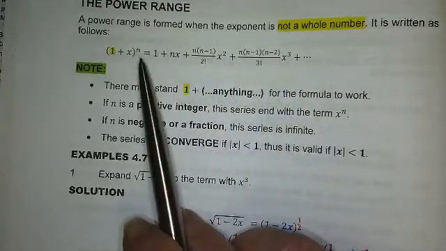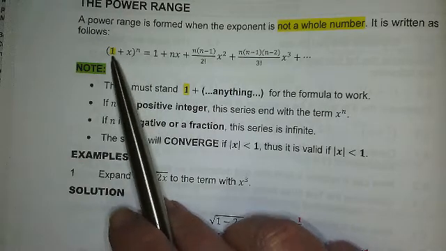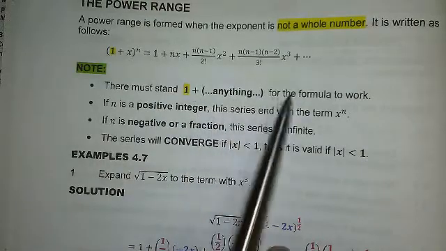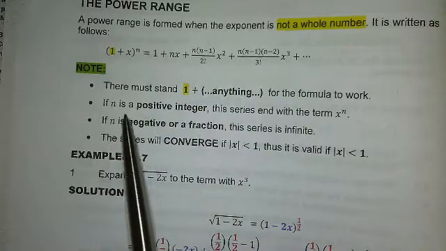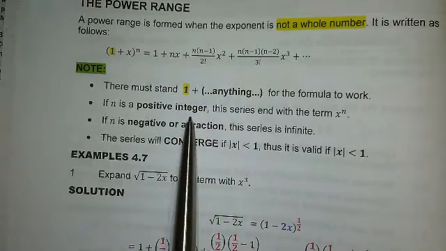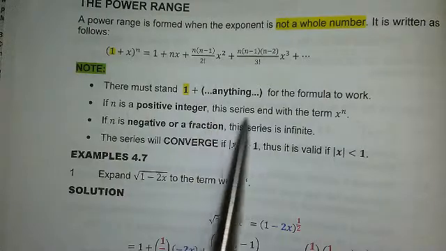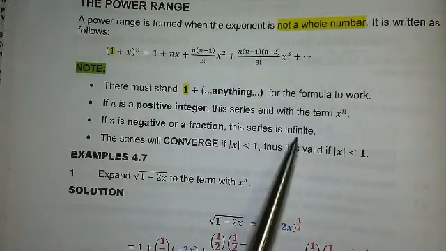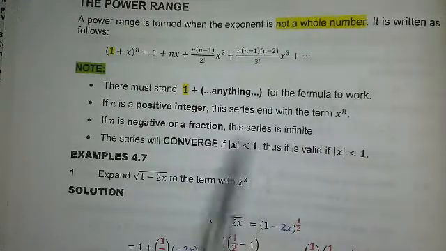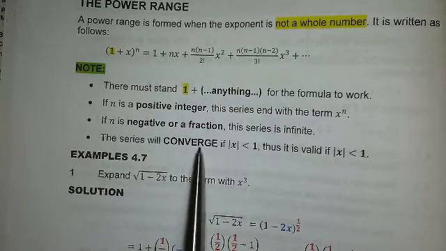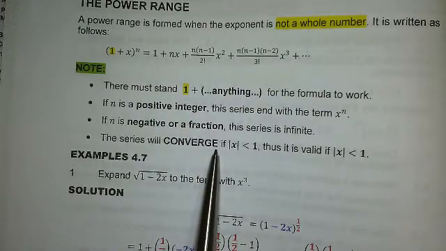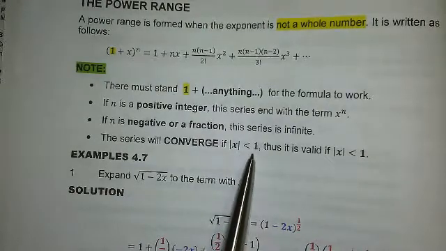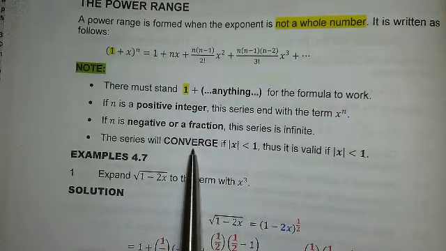That first term must always be a 1. There must always be a 1 plus anything for the formula to work. In the binomial theorem n is a positive integer, but here n can be a real number, and if n is negative or a fraction, the series will be infinite, so non-ending. And the series will converge. Converge means it's getting closer to a certain value, and the absolute value of x will be less than 1. Okay, so then the series will converge.